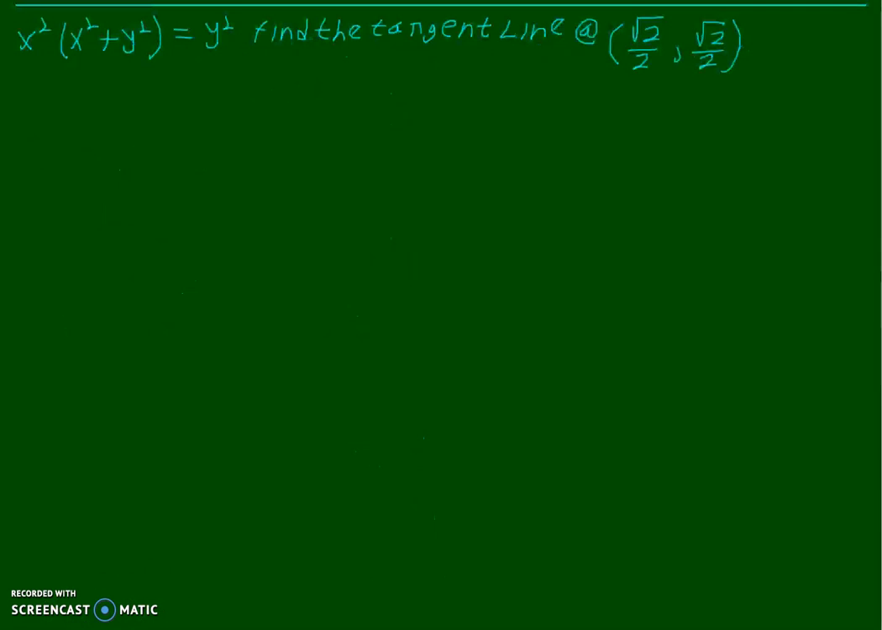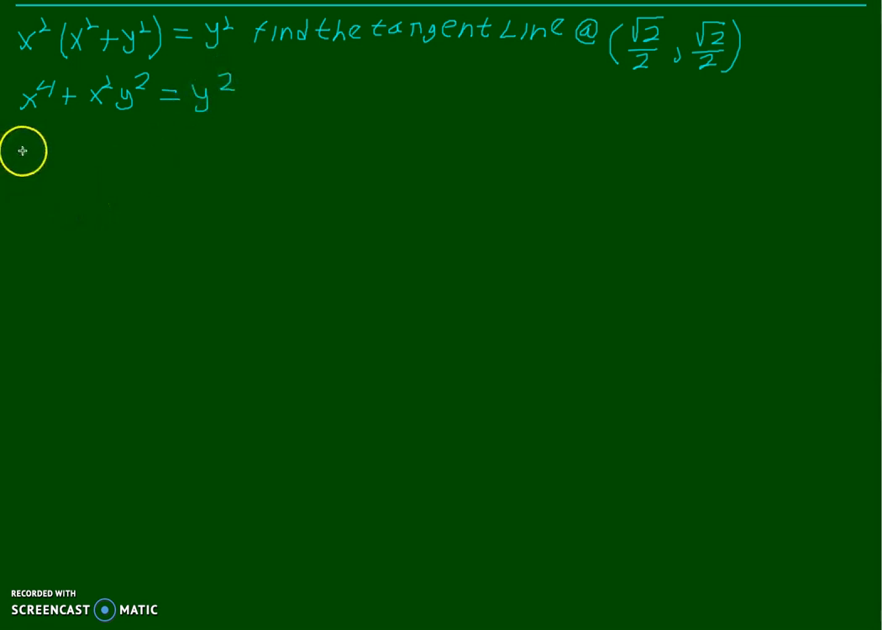So here we're looking for the equation of the tangent line of this function at square root of 2 over 2, square root of 2 over 2. So to begin with, rather than use the product rule, I'm going to go ahead and multiply this through to simplify this. So we have x to the 4th plus x squared y squared equals y squared.